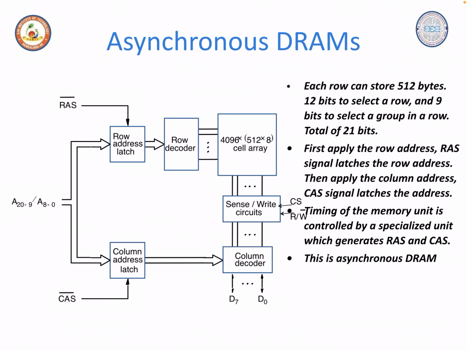So this is a diagram of asynchronous DRAM, which is a 2 megabyte by 8-bit dynamic memory chip, internal organization. Here you can observe the row address and column address latch, the row address lines and column address lines, the sense and write circuits, the row decoder and column address decoder.